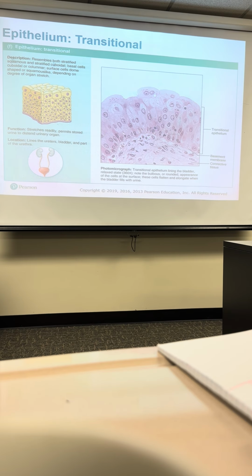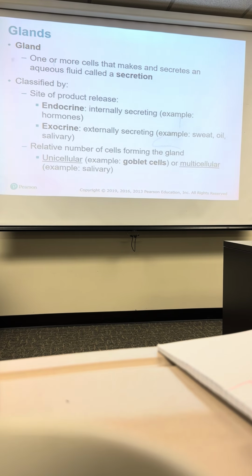Okay, so now let's talk about the transitional. Remind me, when we say transitional, what do we mean by that? They do not have a specific shape. They have multiple different types of shapes together. That is why this is called the transitional epithelium. Usually you find them in the lining of the uterus, bladder and part of the urethra. What is the function? Stretches readily, permits stored urine to distend the urinary organ.